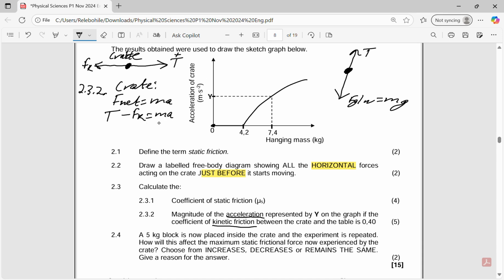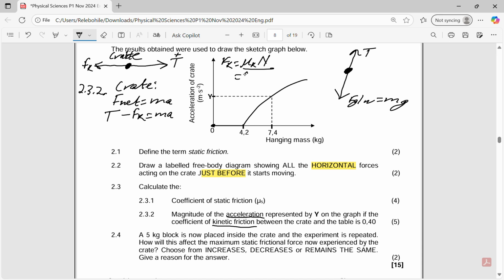But let's remember again, what is kinetic friction in terms of its formula? Fk is equal to what? The coefficient of kinetic friction multiplied by the normal force, right? That is Fk, all of this. And this, if I simplify it, gives me what?